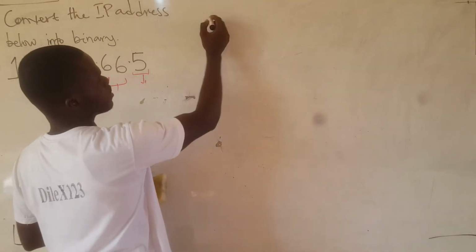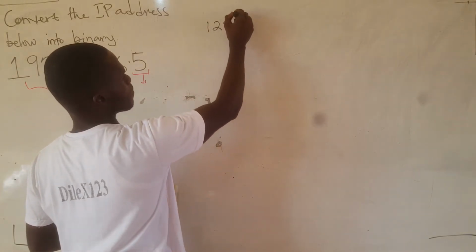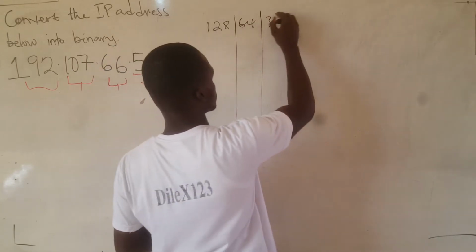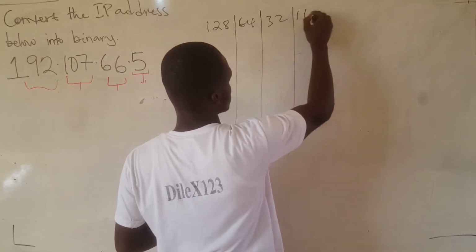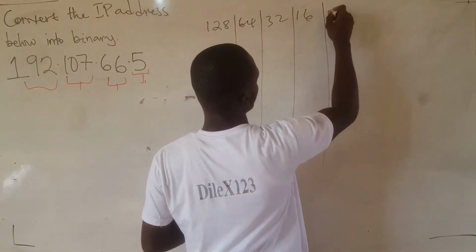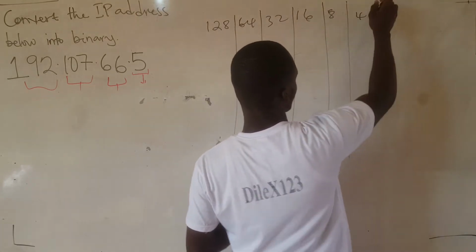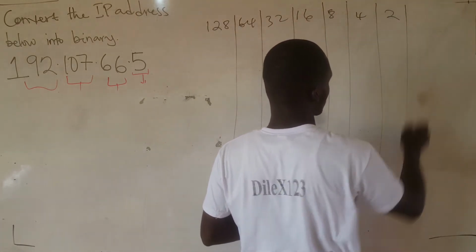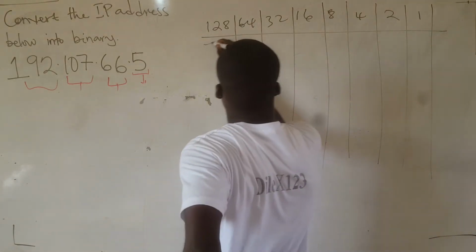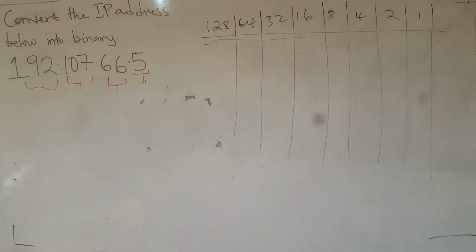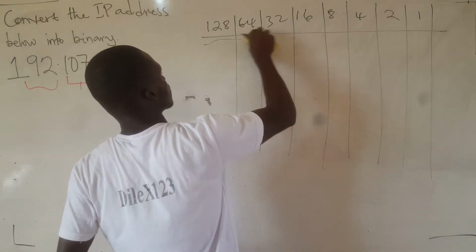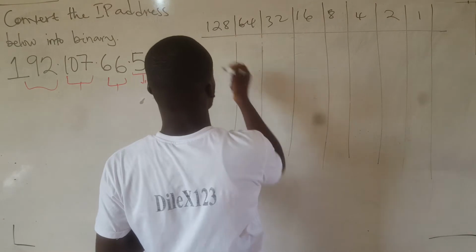Good. So it means that we are going to start our table from 128. Then we divide 128 by 2, we get 64. We divide 64 by 2, we get 32. We divide 32 by 2, we get 16. We divide 16 by 2, we get 8. We divide 8 by 2, we get 4. We divide 4 by 2, we get 2. We divide 2 by 2, we get 1. So it's going to be like this.